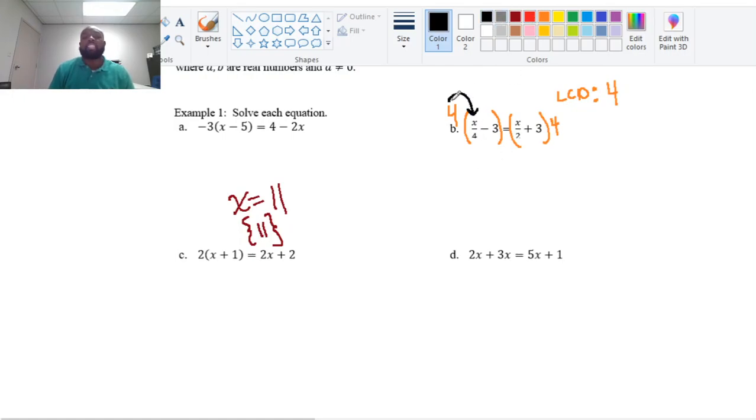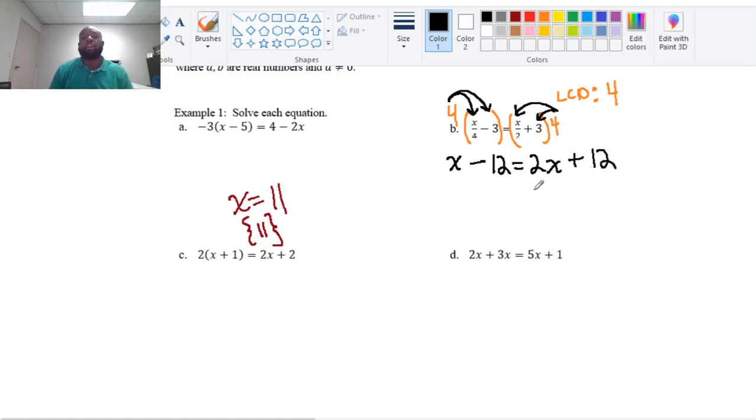When I do that, since there's more than one term on each of these sides, I have to use my distributive property. Well, 4 times x over 4, the 4's cancel, and I'm just left with x. And 4 times 3 is 12, so I get x minus 12. When I distribute on this side over here, 4 times x over 2, well, 2 goes into 4 twice, so I get a 2x. And then 3 times 4 is 12.